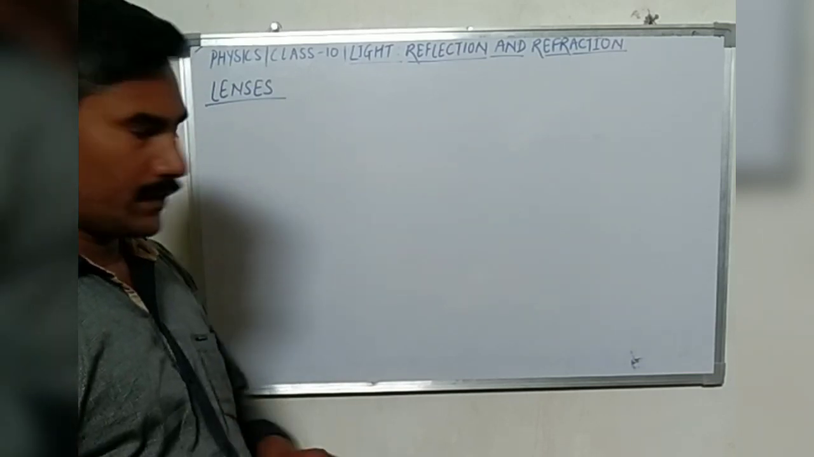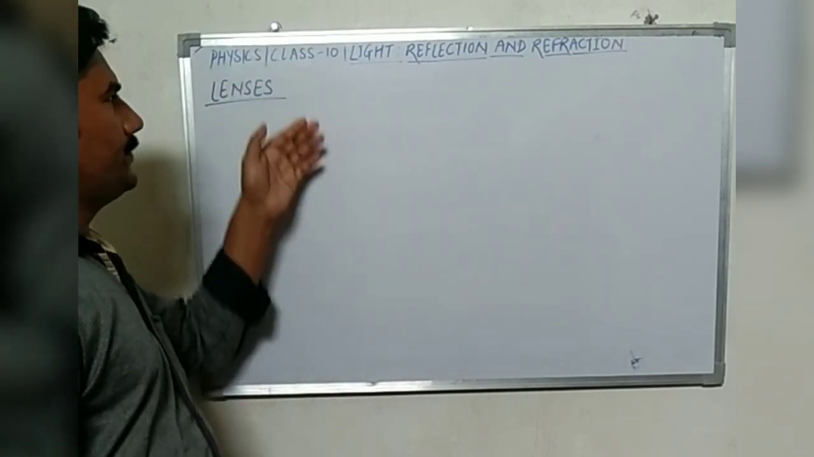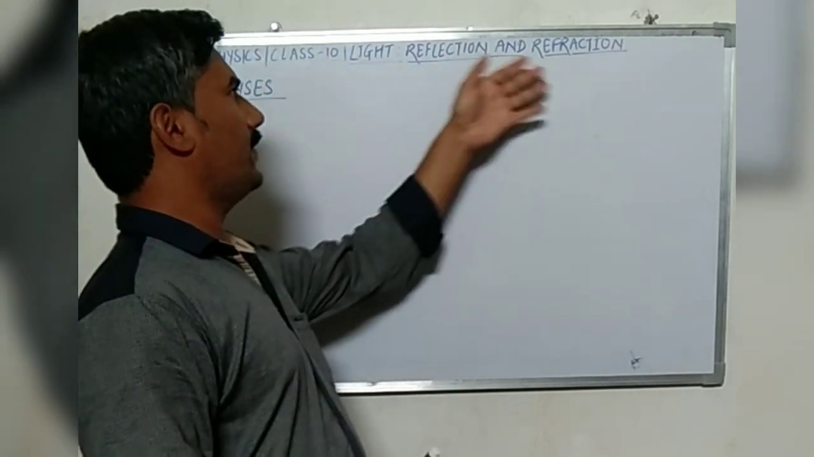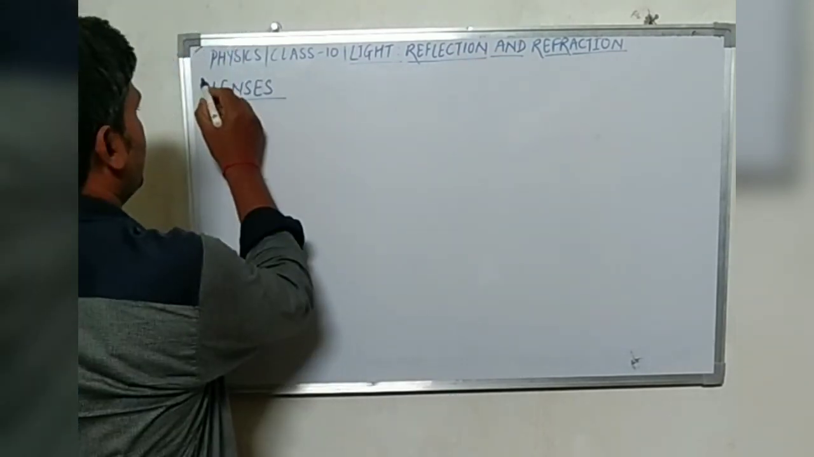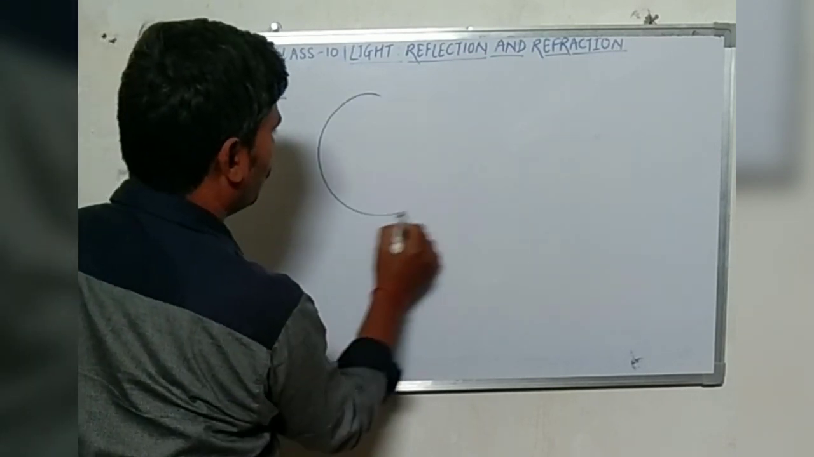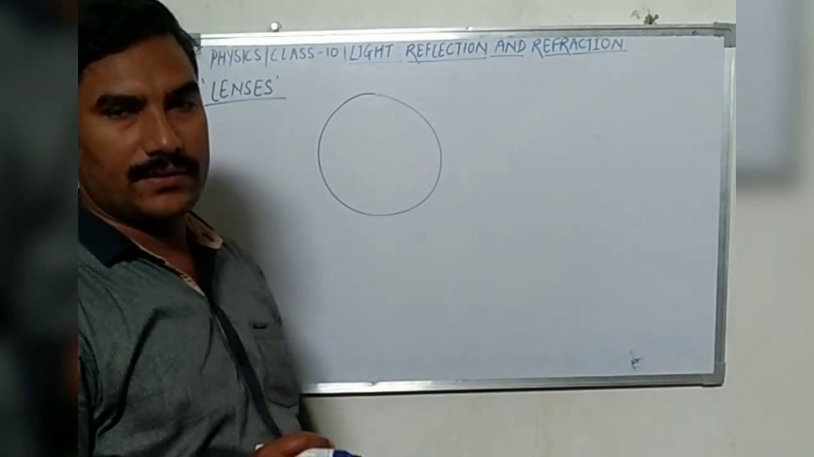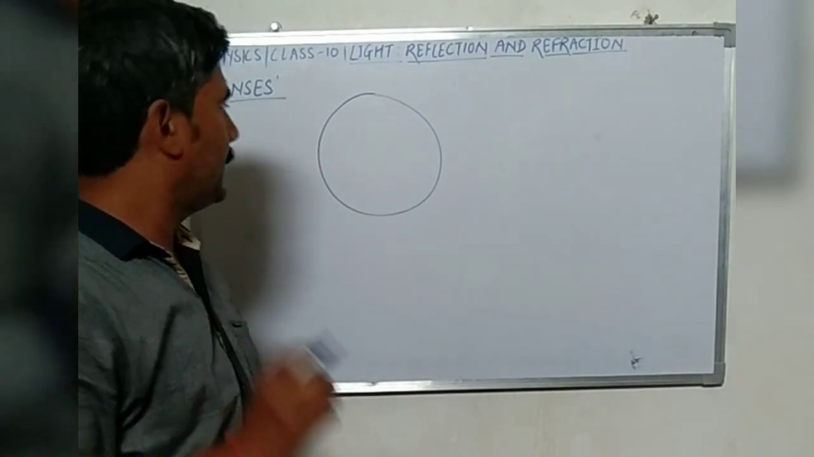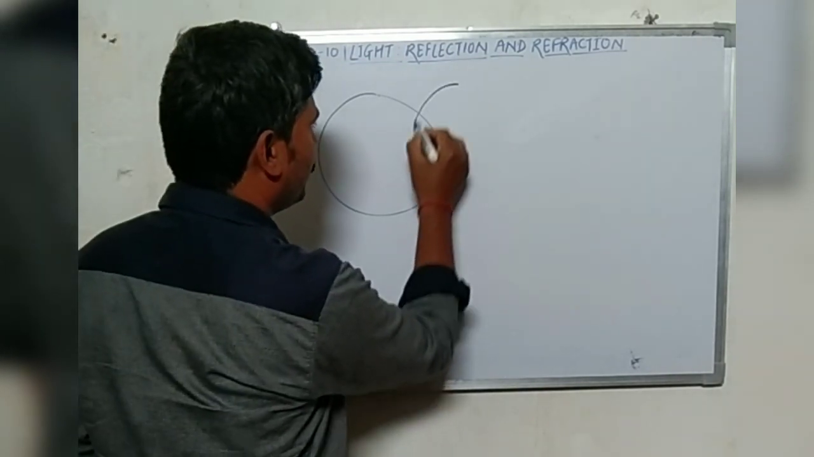Hello students, today we will discuss lenses, which is part of the reflection and refraction chapter of our class. Lenses. We have two types of lenses, that is convex and concave.